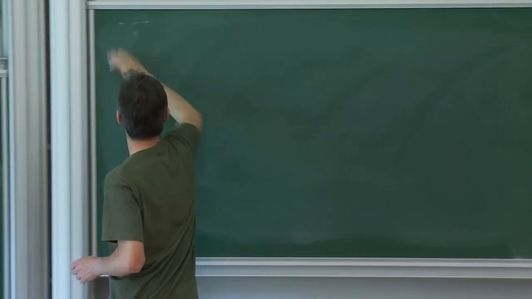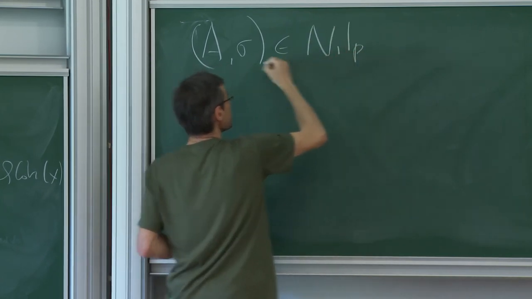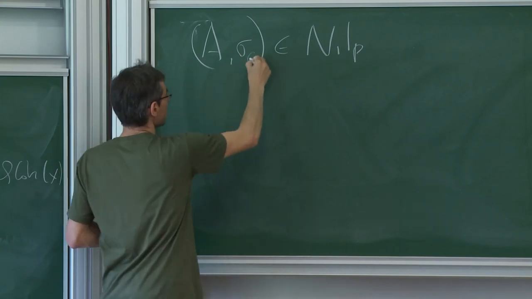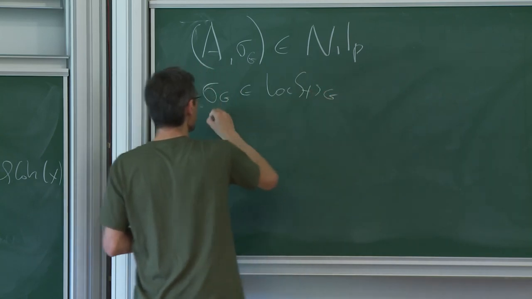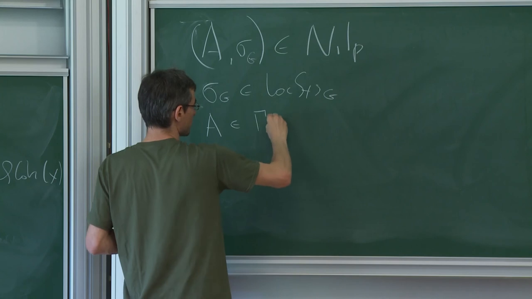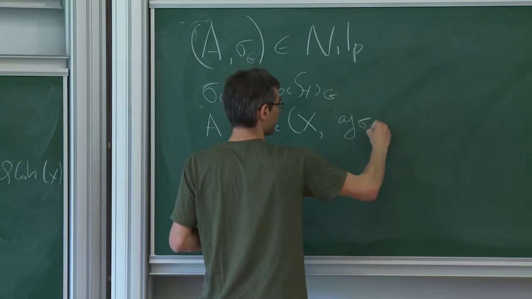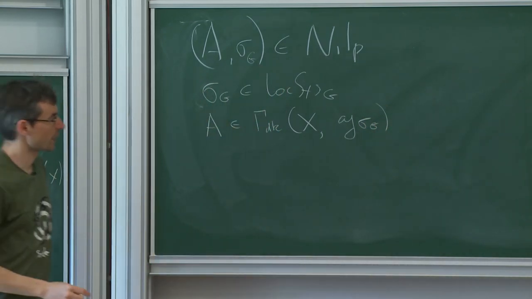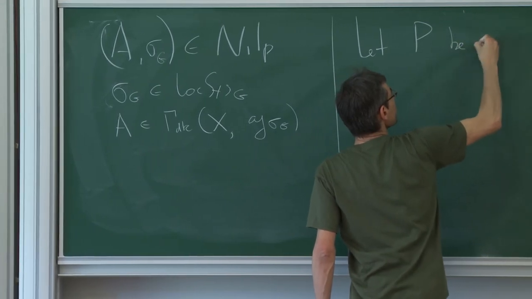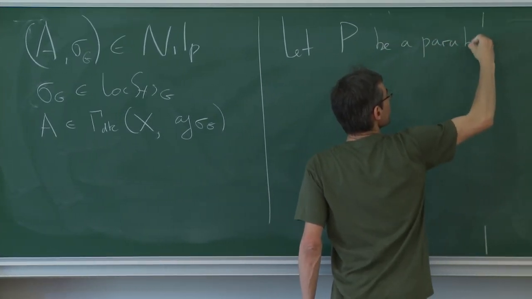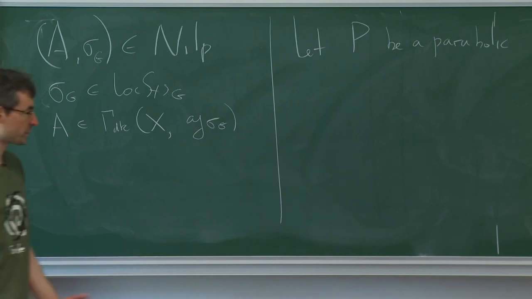So fix a point a comma sigma in nilp. So sigma is a local system for g. So sigma g is a point in loxis g. And A is a de Rham section of the adjoint, so a nilpotent endomorphism. So now let P be a parabolic.